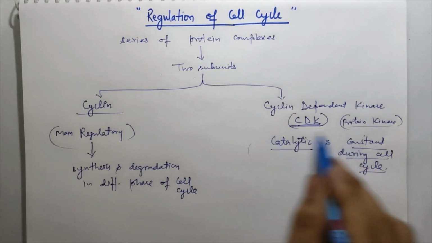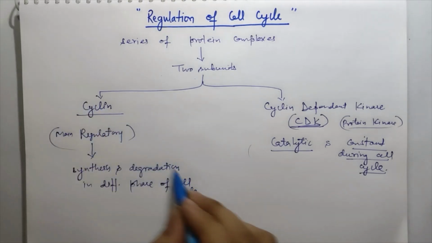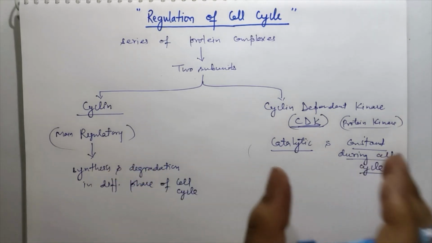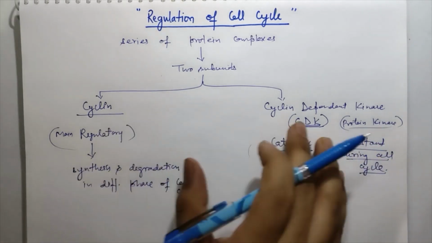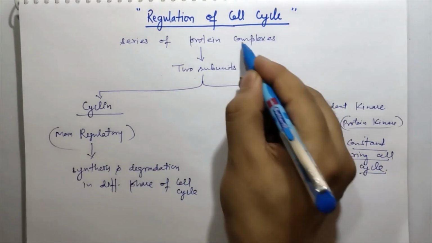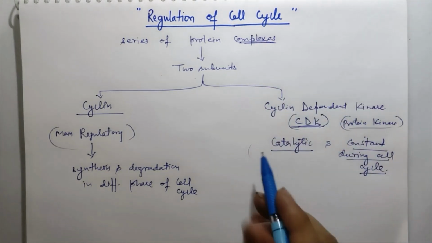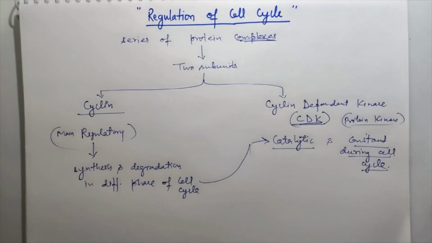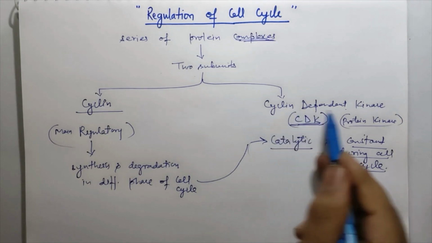But for their catalytic activity, they are dependent on cyclins, and when the level of cyclins increases or decreases, it also influences the catalytic activity of CDK, because independently these are neutral and do not carry out any function, but when they form a complex, then they regulate different phases of the cell cycle. So cyclins activate the catalytic activity of CDKs. Basically these are dependent on cyclins, so that's why they are cyclin dependent kinase.